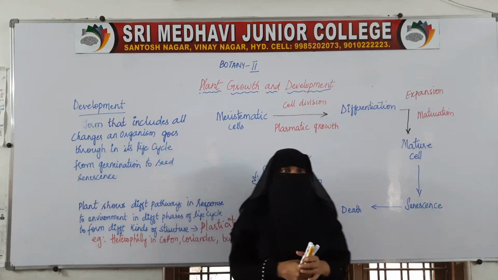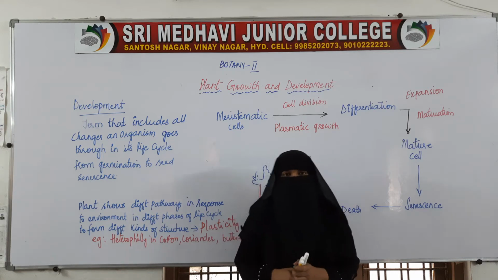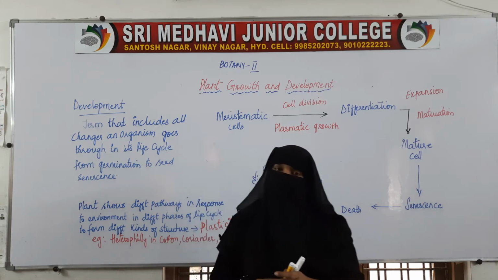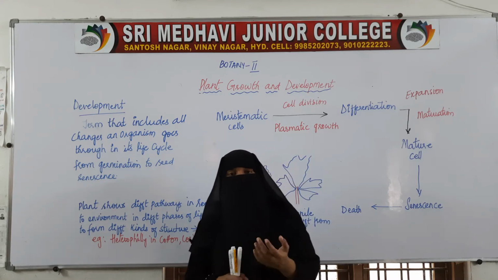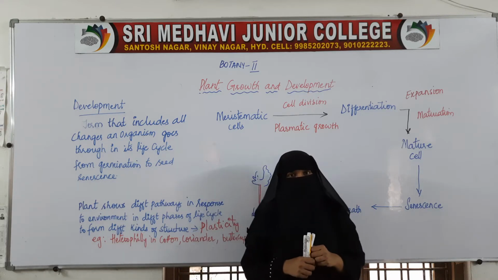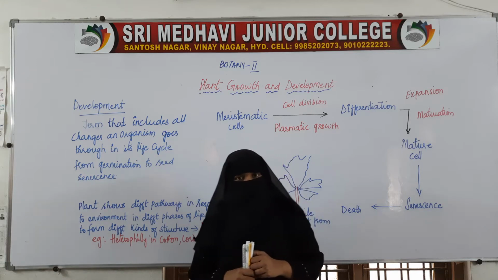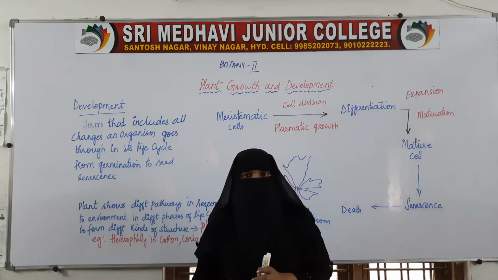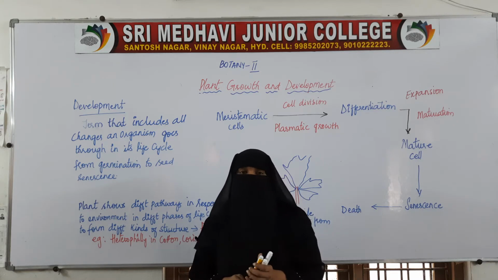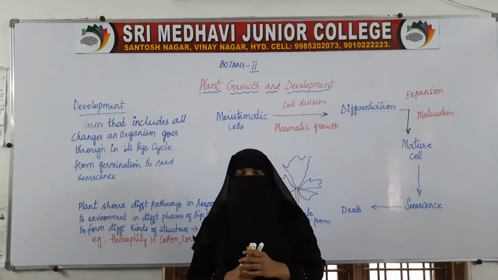Welcome students. In the previous class, what we have seen is differentiation, the process of differentiation, redifferentiation and dedifferentiation. How the cells, after they grow, they differentiate, they are given a specific task to perform, then they lose their ability to divide. And in some cases, under certain conditions, the cells which have lost their ability to divide will again become meristematic and gain their ability to divide.